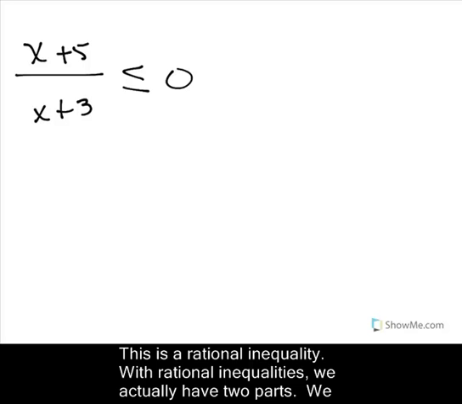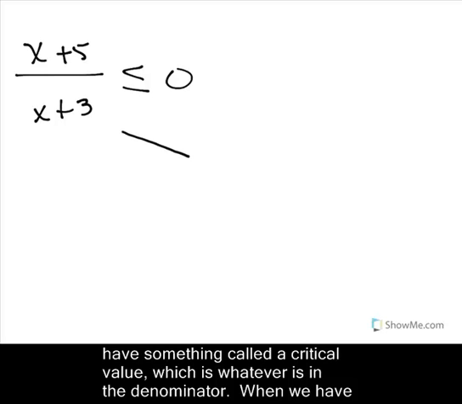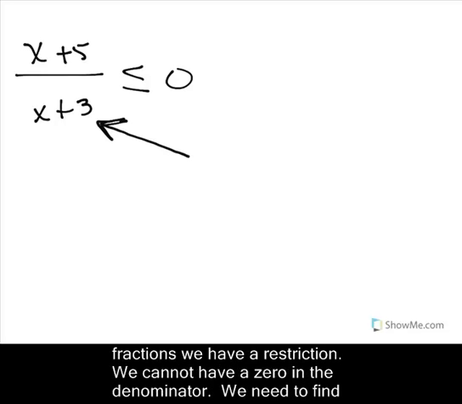This is a rational inequality. With rational inequalities, we actually have two parts. We have something called a critical value, which is whatever's in the denominator. Now, anytime you have a fraction with a denominator, you have a restriction. You cannot have a 0 in the denominator.